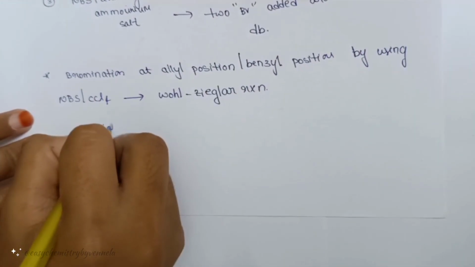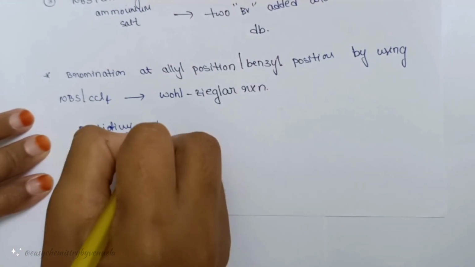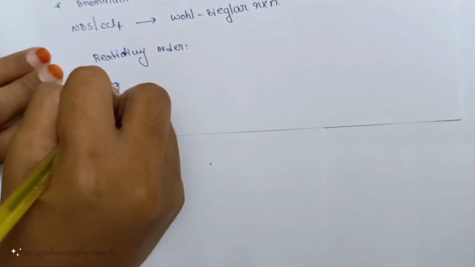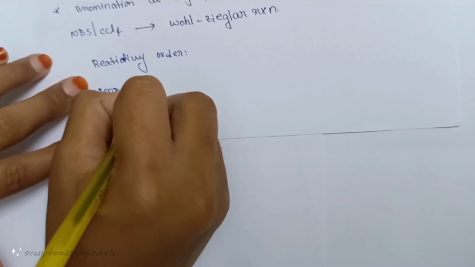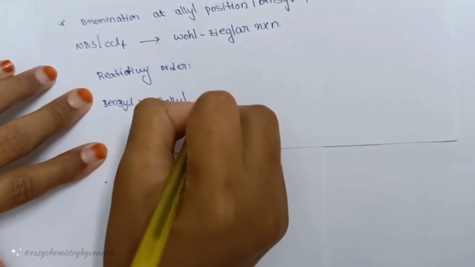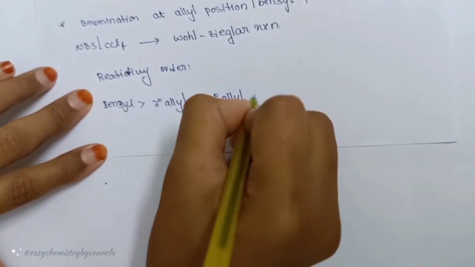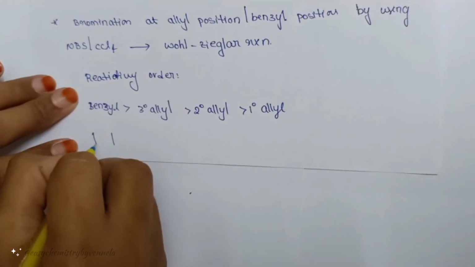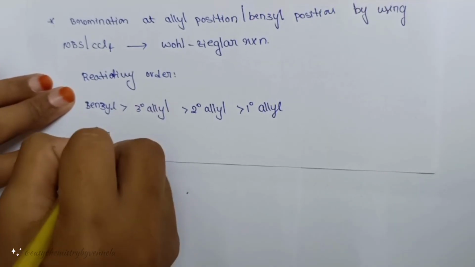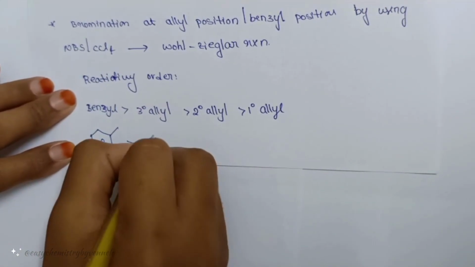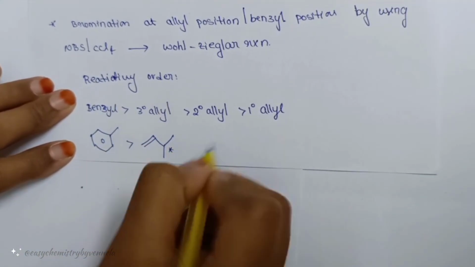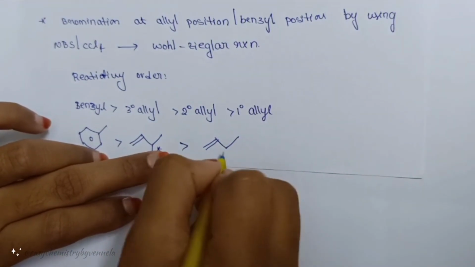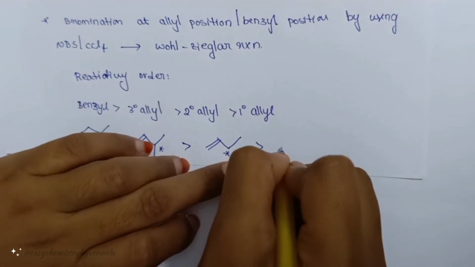So the reactivity order for this: benzyl, tertiary allyl, secondary allyl, and finally primary allyl. So this is benzyl. Tertiary, secondary.